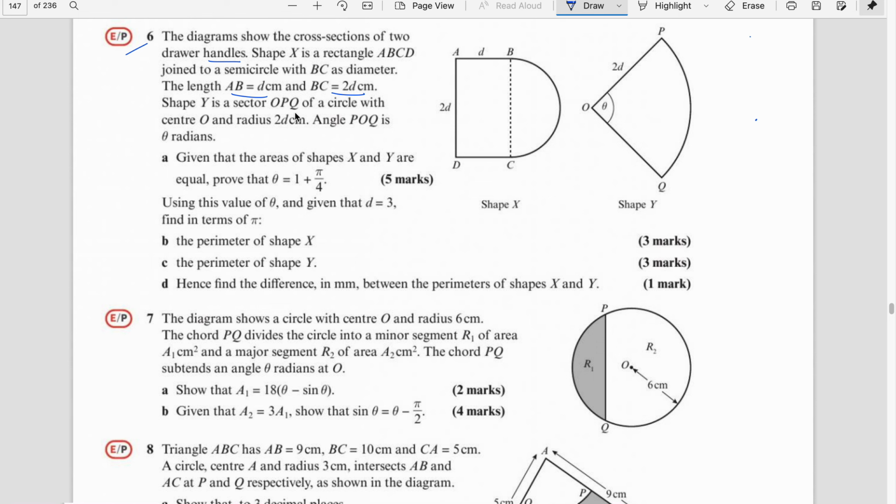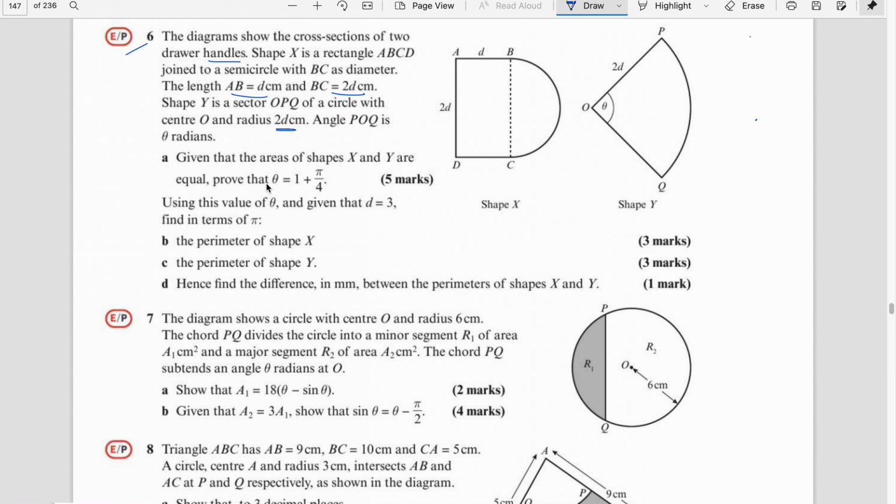Shape Y is a sector OPQ of a circle with center O and radius 2d. Angle POQ is theta radians. Given that the areas of shapes X and Y are equal, prove that theta is equal to this.